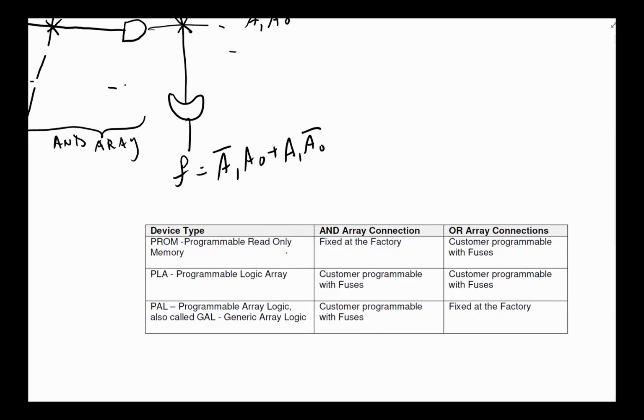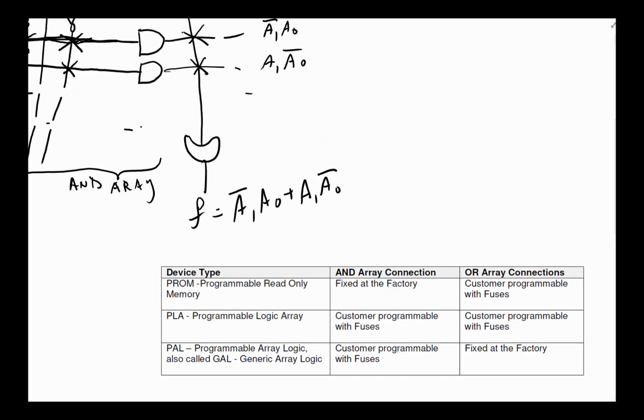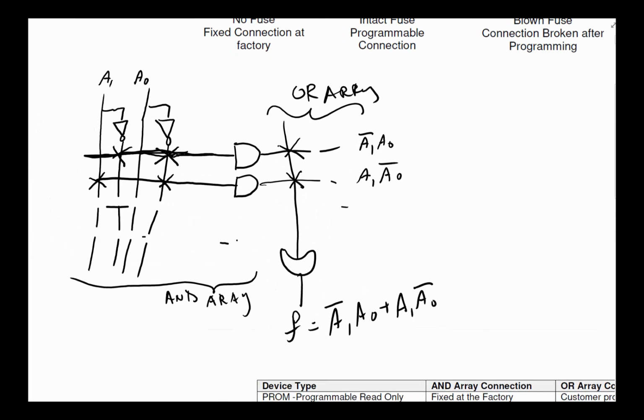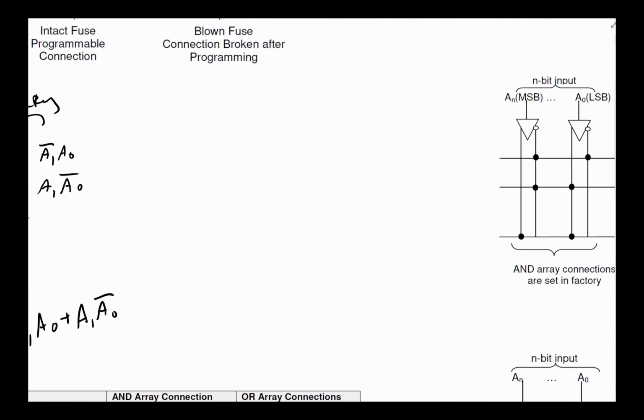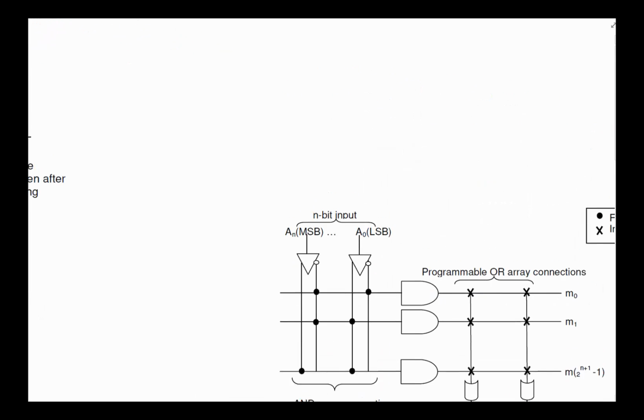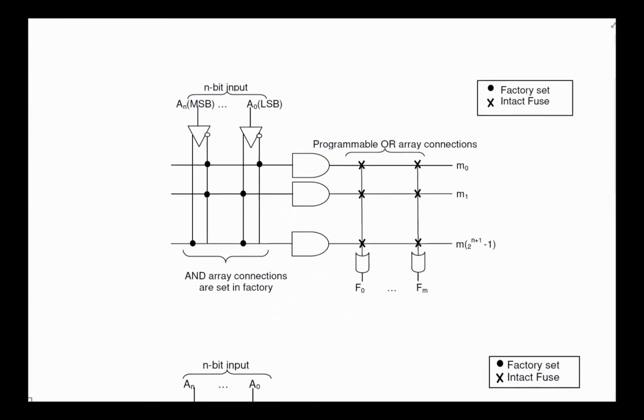One is called the PROM, and the distinction of the PROM is that all the AND arrays are fixed at the factory, and customers can only deal with OR arrays. In other words, all of these are made in the factory and we can't change them, but the only thing we can change is to decide to either use it or not. Okay, let's take a look at a general PROM and see what it looks like. This is a general PROM.